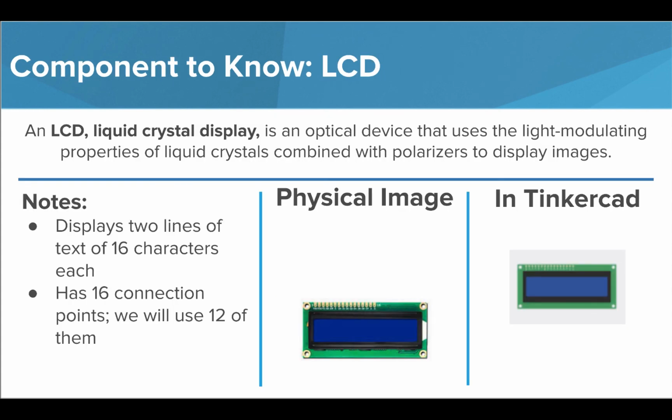In the next exploration, you'll be using an LCD, or liquid crystal display. An LCD is an optical device that uses the light modulating properties of liquid crystals combined with polarizers to display images. The screens we'll be using can display 2 lines of text of 16 characters each. There are 16 connection points, but in our programs, we'll only use 12 of them. You don't need to know the placement of all of these connection points, but this is a good reference if you need one.